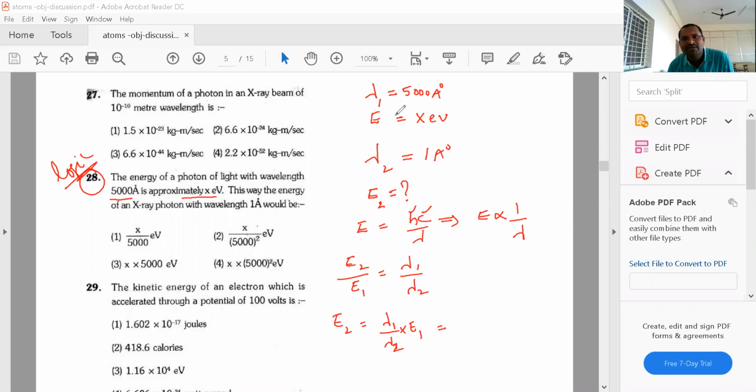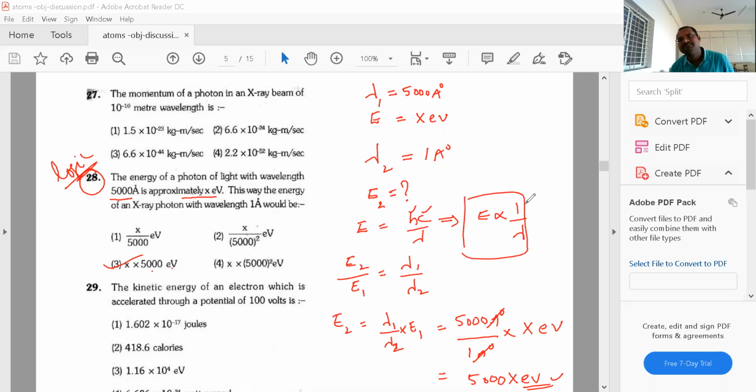Lambda 1 value is 5000 angstrom upon lambda 2, which is 1 angstrom, into E1, which is x electron volt. Angstrom cancels. What you will get is 5000 x electron volt. Yes, this is the energy. So the third option is the right answer. A simple basic question. You just need to be perfect with these types of ideas.